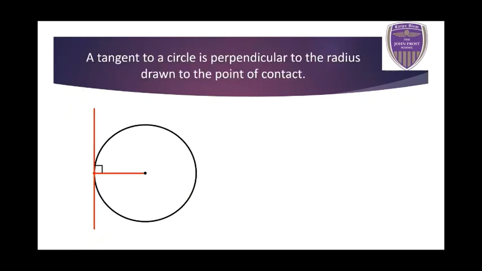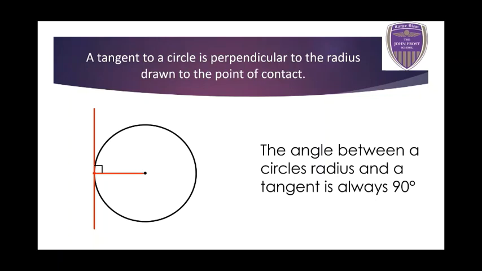Now, the first circle theorem for today is a tangent to a circle is perpendicular to the radius drawn to the point of contact. Now, what that means in simple words, the angle between a circle's radius and a tangent is always 90 degrees, okay? So that's what the word perpendicular means. It means 90 degrees too, okay?